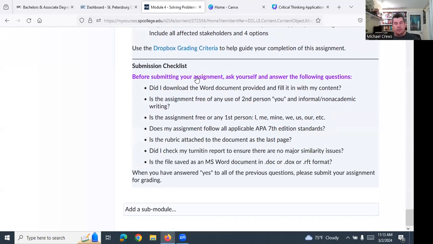And then definitely follow through with this checklist. A lot of people aren't working their way through these checklists. Remember, when you can answer everything yes, it's ready to turn in.